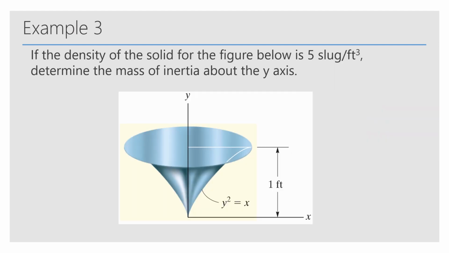Taking a look at our final example for this chapter, example 3. The density of the solid in the figure below is 5 slugs per feet cubed. Determine the mass moment of inertia about the y-axis. Here it kind of looks like a cone, right? And it's being represented by y squared equals x.